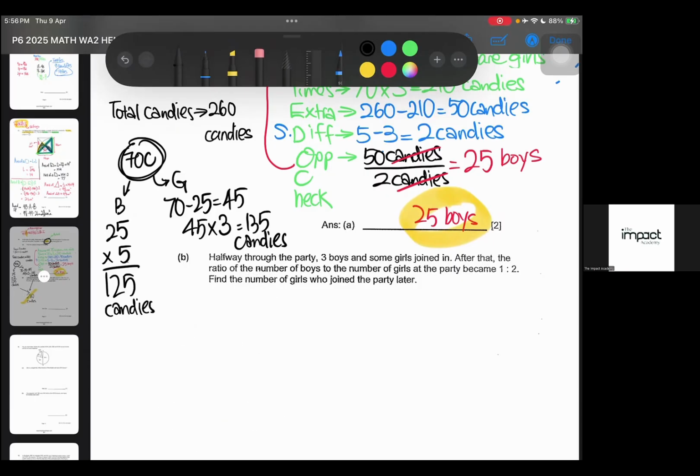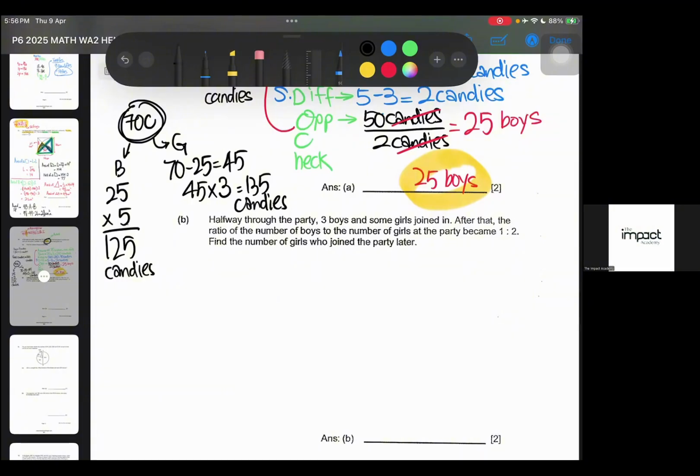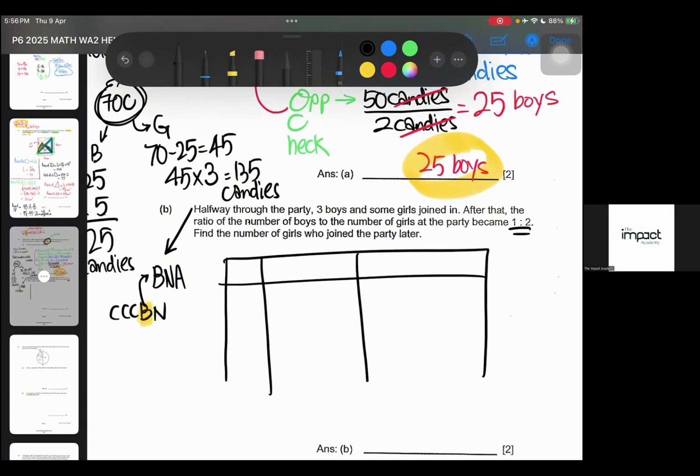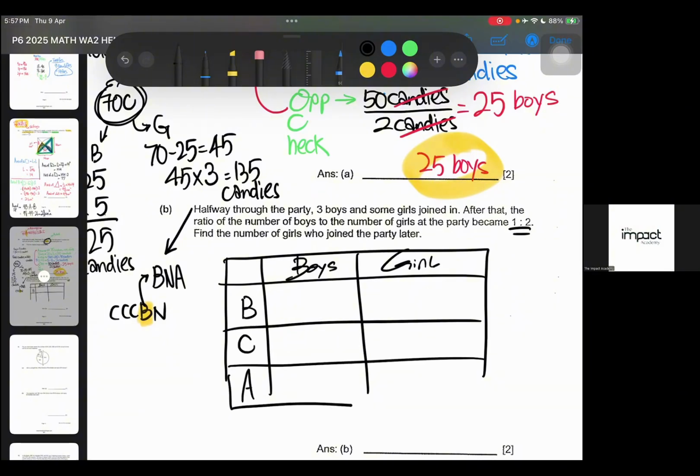It says halfway through the party, 3 boys and some girls join in. When there's a change going on to the number of people, we know that this is a before and after. Over here, because there's a ratio, I will say C, C, C, B, N, and I'm looking at the B over here. So if it's a before and after, I can just draw my table. Whatever is over here is boys, whatever is over here is girls. My question to you is what's my before, what's my change, and what's my after?